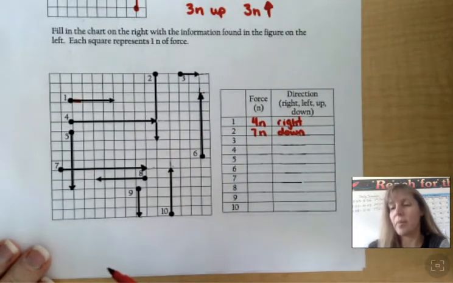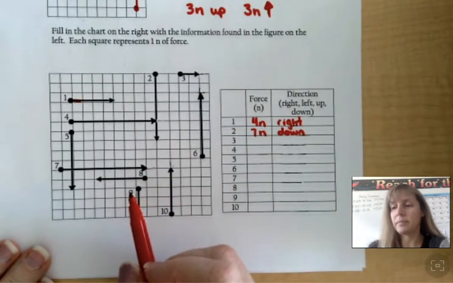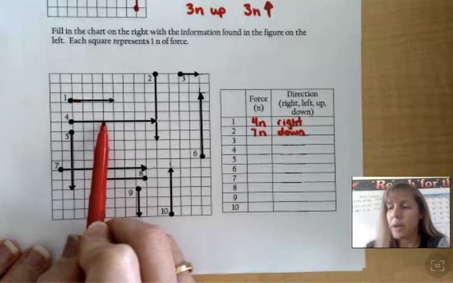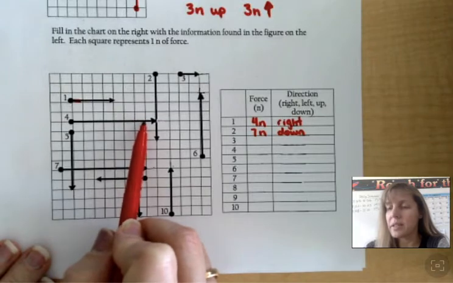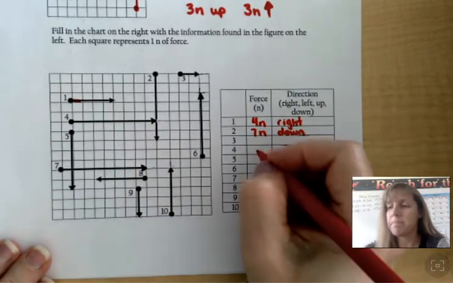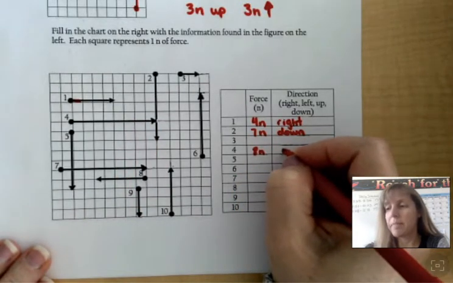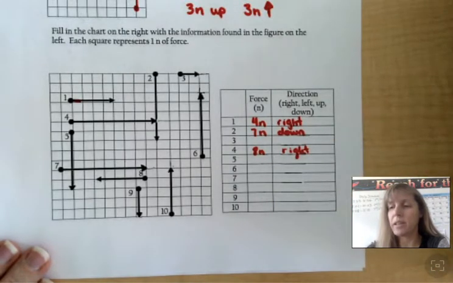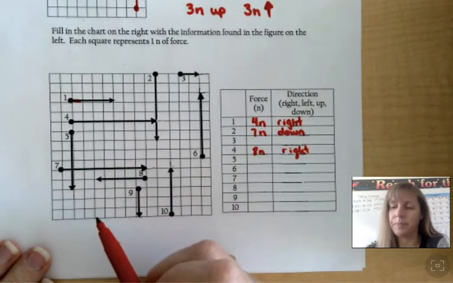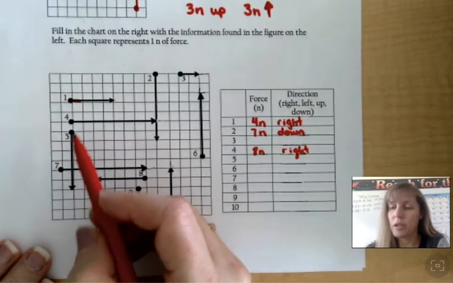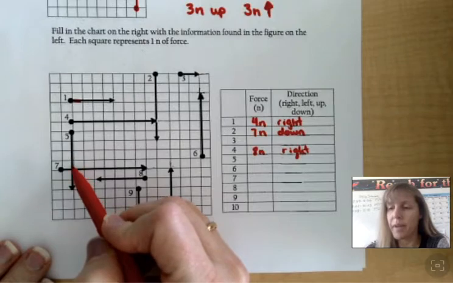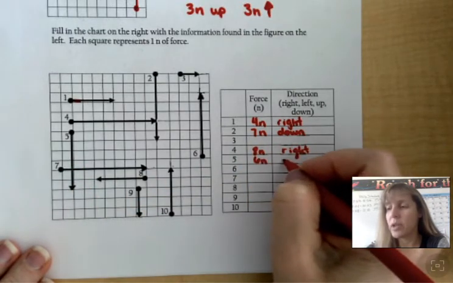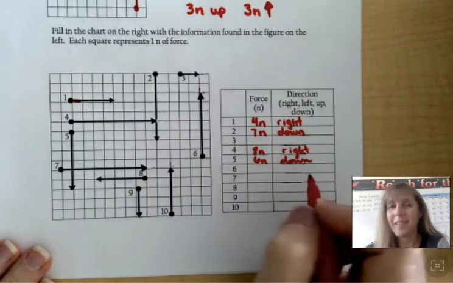All right, let's look at number 4. 1, 2, 3, 4, 5, 6, 7, 8 newtons to the right. All right, let's try number 5. You should have gotten 1, 2, 3, 4, 5, 6 newtons. Which direction? Down.